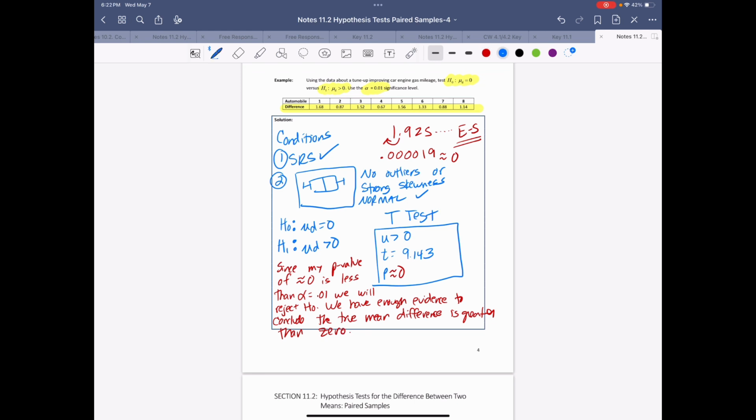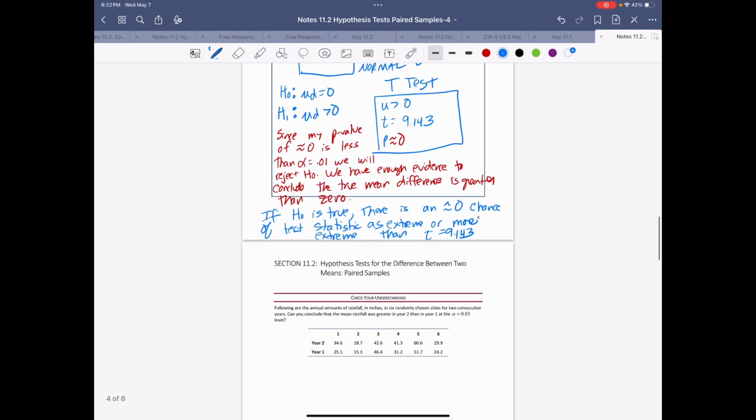For interpreting the p-value, I'm going to say if H0 is true, there is an approximately 0 chance of a test statistic as extreme or more extreme than ours. And ours is t equals 9.143.